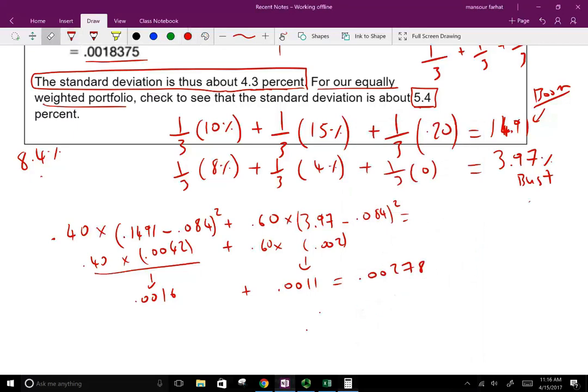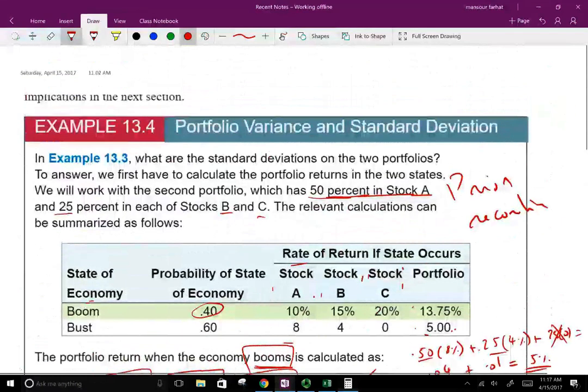5.27, say 5.3, and here it's saying the standard deviation is 5.4. Well, there's a lot of rounding going on here, so approximately the standard deviation is 5.4. So notice what we can say is the portfolio that's equally weighted has a little bit more risk. Why? Because the standard deviation if it's equally weighted is higher than if it's 50% in stock A, 25 and 25, because the standard deviation there is 4.3. And this has to do with the nature of A.